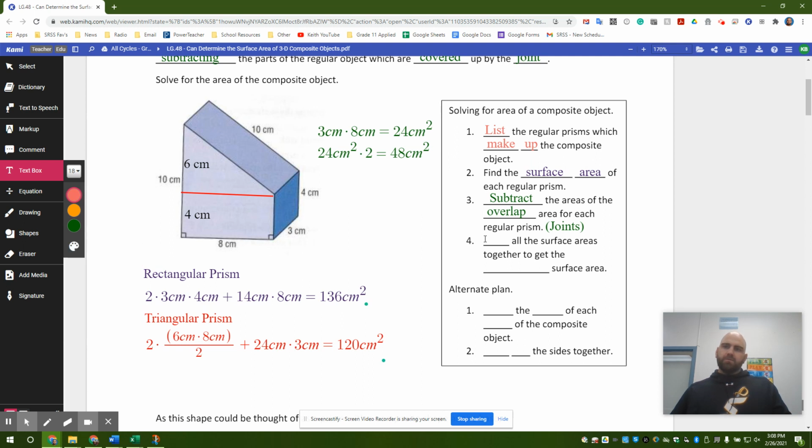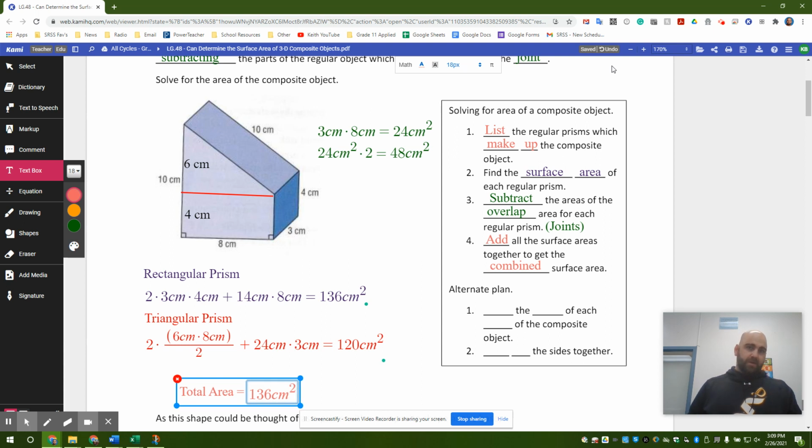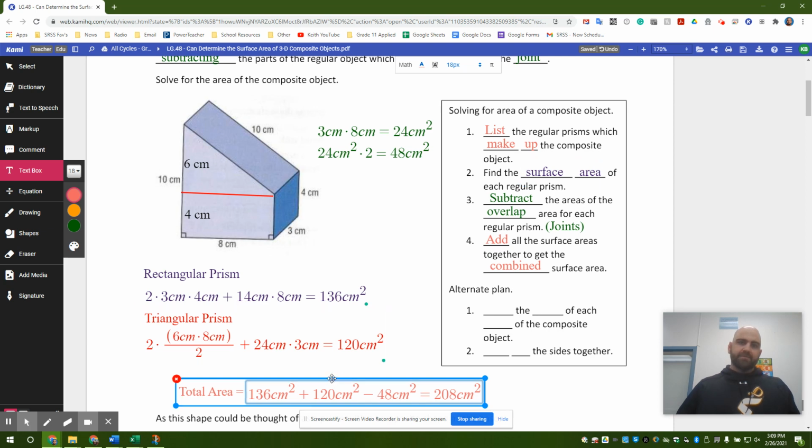Then the last thing that we do is we add all the surface areas together to get the combined surface area of this composite shape. So on the bottom here, the total area is equal to 136 centimeters squared, which is our rectangular prism, plus 120 centimeters squared, which is our triangular prism, and then we subtract the 48 centimeters squared, which is our joint area. When we do that, 136 plus 120 minus 48 is 208 centimeters squared. And that gives us our total.